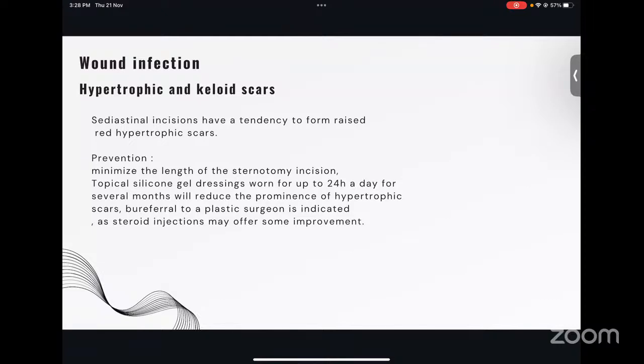Topical silicone gel dressing worn up to 24 hours per day for several months will reduce the prominence of hypertrophic scar, but they can recur when the dressing is abandoned. Colloid scar are not responsive to surgical excision, but we may refer the patient to a plastic surgeon if indicated and the patient is unhappy with his cosmetic result. Steroid injection may offer some improvement for the scar.